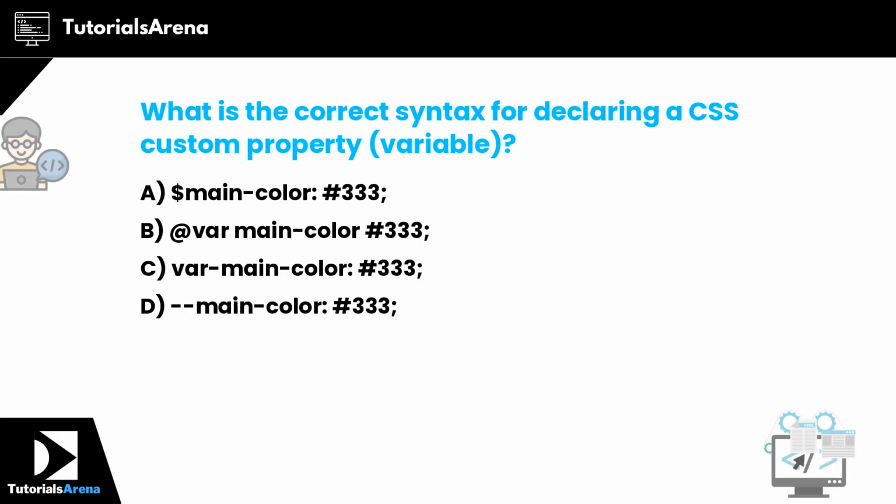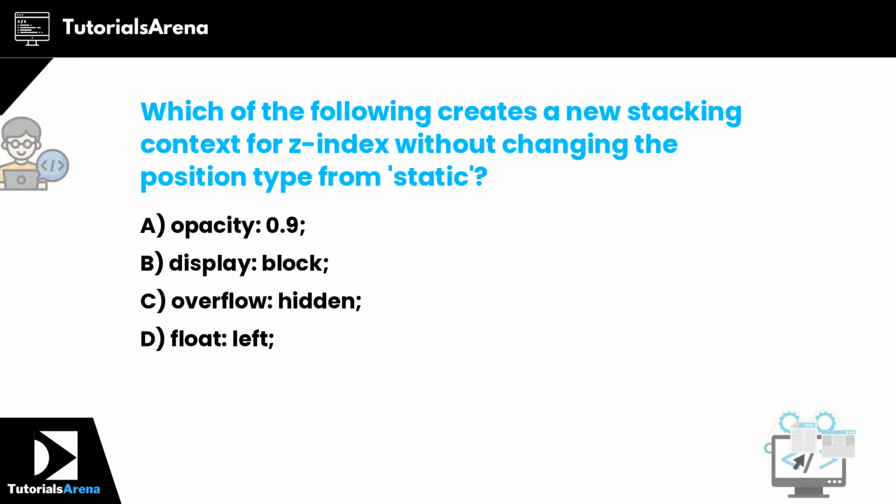What is the correct syntax for declaring a CSS custom property, variable? The correct answer is option D, --main-color: #333. Which of the following creates a new stacking context for z-index without changing the position type from static? The correct answer is option A, opacity: 0.9.